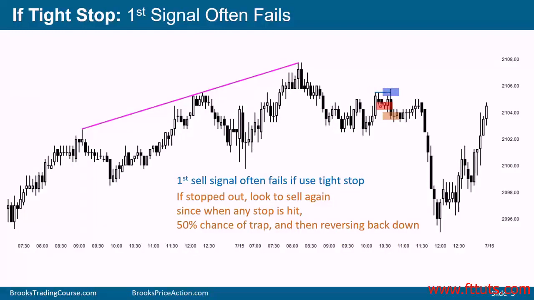If you did sell below this bear bar and you get stopped out, you've got to look to sell again. For example, on the outside down, because at that point we have a micro double top, or on the close of this bear bar. Anytime any stop is hit, there's a 50% chance that the bull breakout will continue higher, and a 50% chance the breakout will fail and reverse back down.